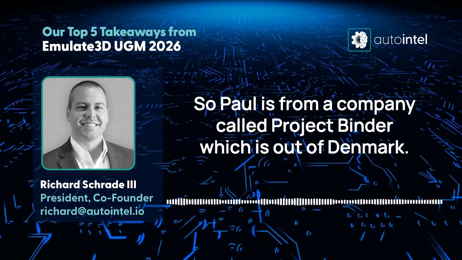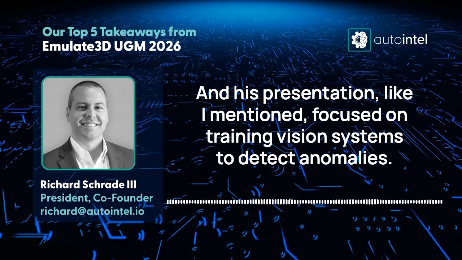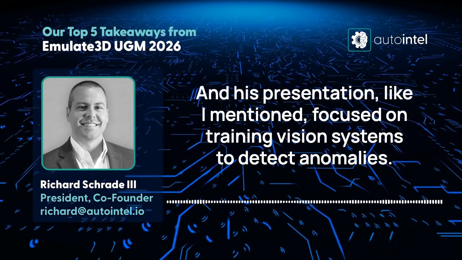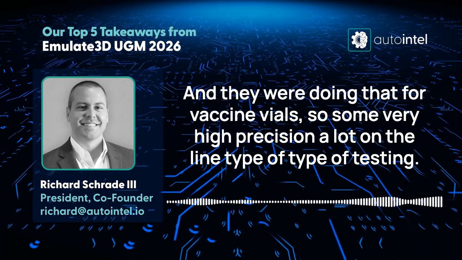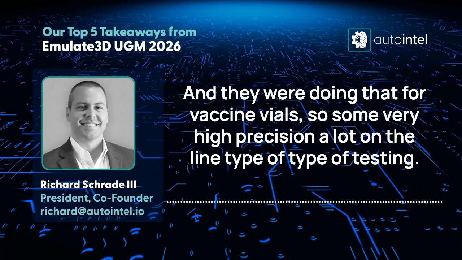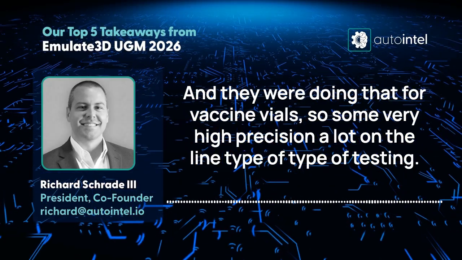So Paul is from a company called Project Binder, which is out of Denmark. And his presentation, like I mentioned, focused on training vision systems to detect anomalies. And they were doing that for vaccine vials. So some very high precision, a lot on the line type of testing.